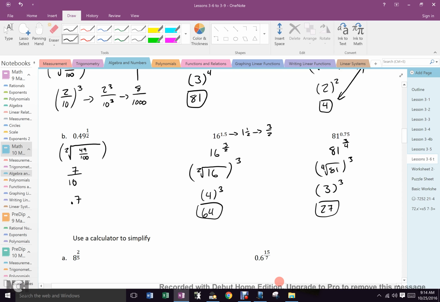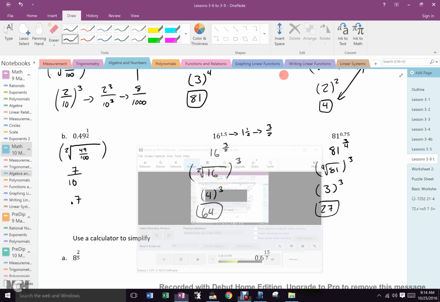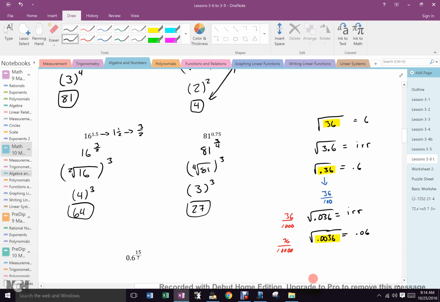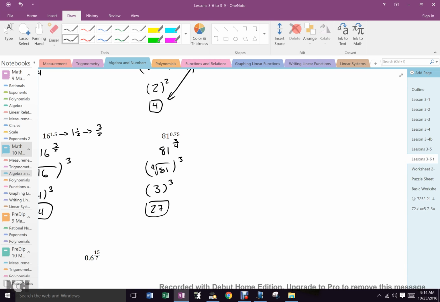Now, I want to do 2 things now. One, I would like to discuss with you how you find a weird root on your calculator. Like if I want the 5th root of 32, who doesn't know how to do that? There's probably a few of you, yeah?